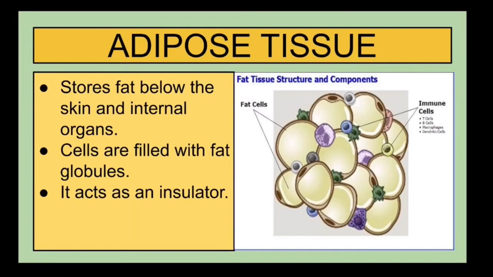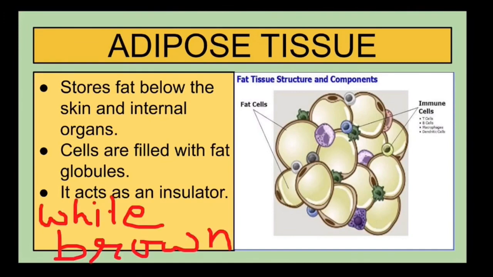Adipose tissue is a loose connective tissue. It stores fat below the skin and internal organs. It consists of adipocytes. The cells are filled with fat globules, so they are the energy sources. They also act as an insulator. There are two types of adipose tissue: white adipose tissue, which stores energy, and brown adipose tissue, which generates body heat.